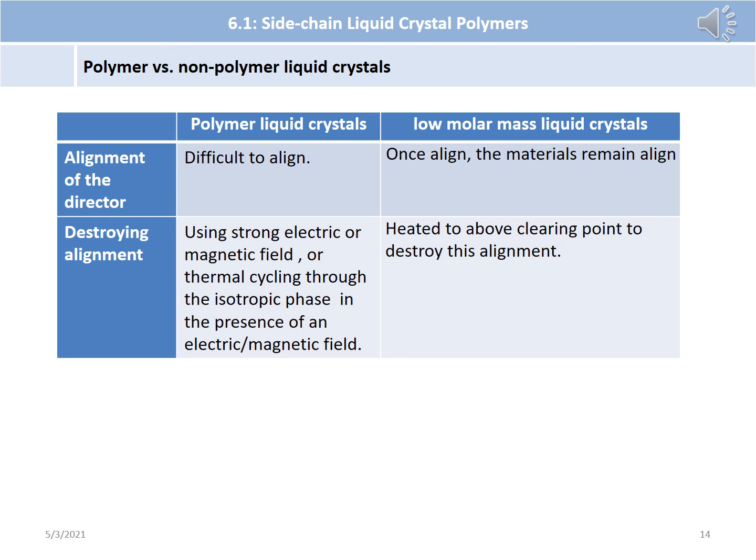Unlike the low molar mass nematic and cholesteric liquid crystals, once aligned, the materials remain aligned for months to years even in the absence of the aligning electric or magnetic field, because the chain cannot move about easily as the liquids are extremely viscous. The sample must normally be heated to above clearing point to destroy this alignment.